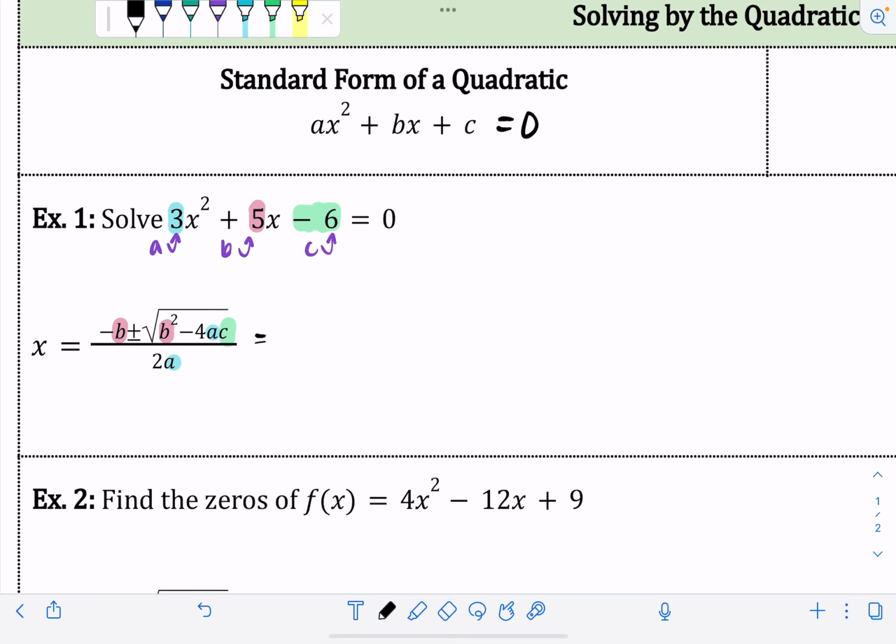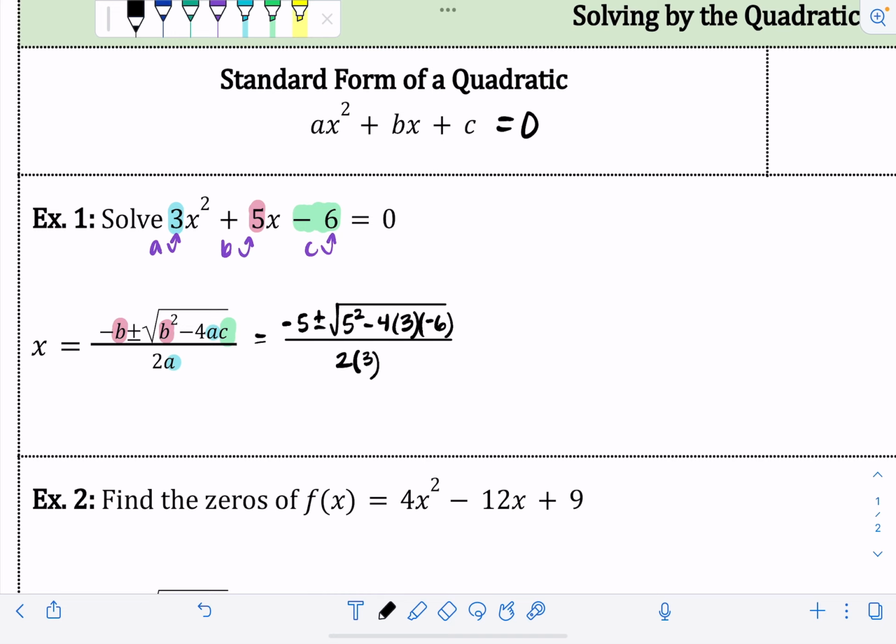Okay, so I'm just going to keep going from this line. I'm going to draw that big fraction bar so I have something to fill in. So it starts with -b, which b is 5, so it'll be -5, and then plus or minus the square root of b squared, so 5 squared, and then minus 4 times a, so times 3, which was a, and then times c, so times -6, and then all over 2a, so 2 times 3.